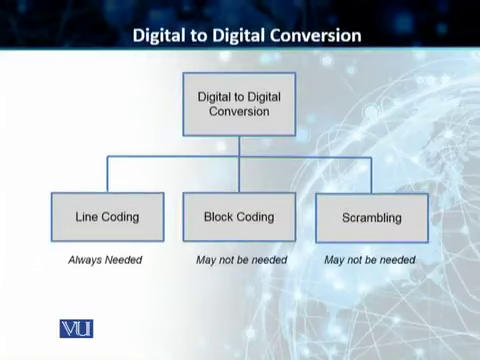Students, the digital to digital conversion process involves three distinct techniques. The first one is called line coding. Whenever we need to convert digital data into a digital signal, we need line coding. So it's always needed. The second technique is block coding, and we'll discuss it in further detail, but for now, you should know that it may or may not be needed. Then we have scrambling. Once again, scrambling may or may not be needed.